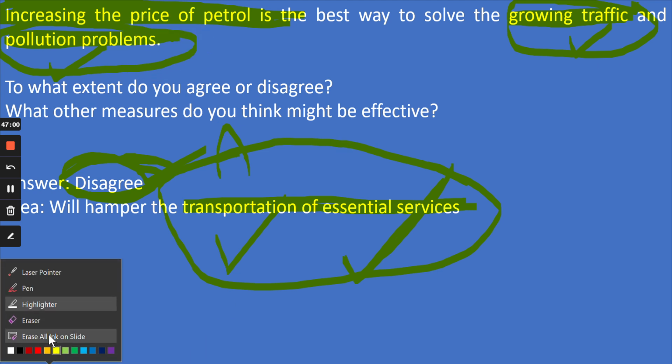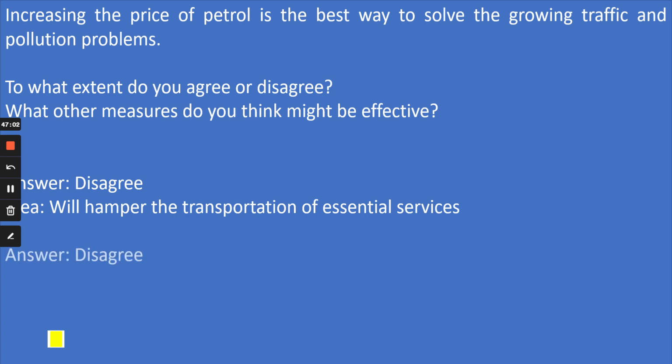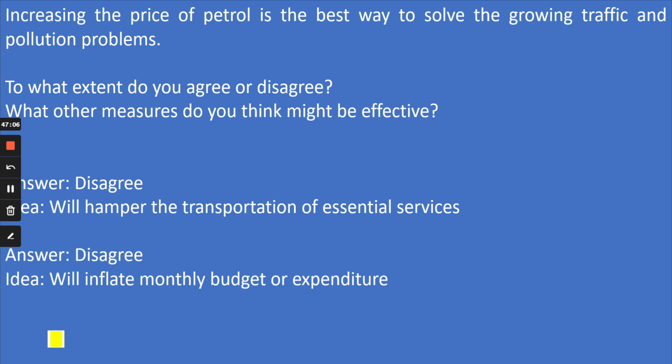Then, sir, what would be the idea? Okay, one more example of an irrelevant disagree. There was one more candidate. She had written, if you increase the price of petrol, it will inflate monthly budget or expenditure. Everyone follows some monthly budget. For example, I think 45,000 is my budget for my household expenses. This is my monthly budget, I know, on the basis of estimation. But if the price of petrol shoots up, then my budget will increase. So instead of 45,000, I might have to spend 50,000 now.